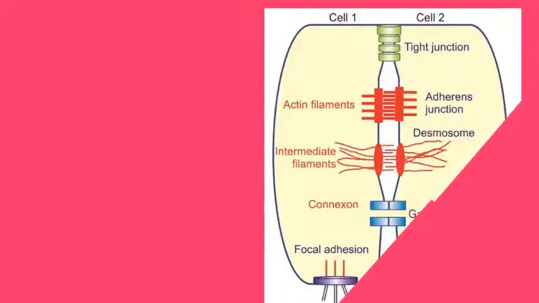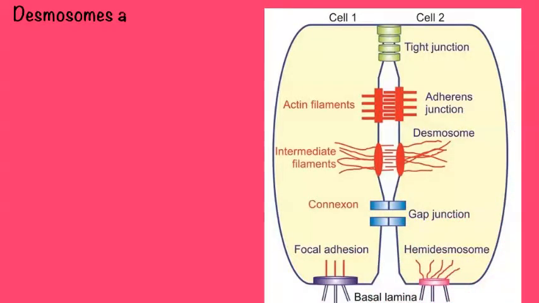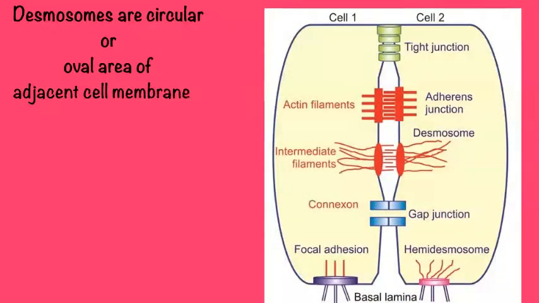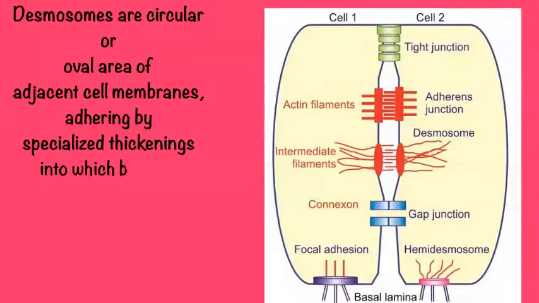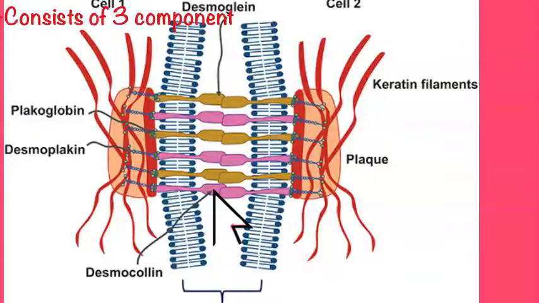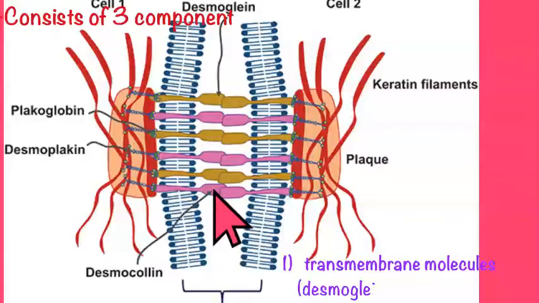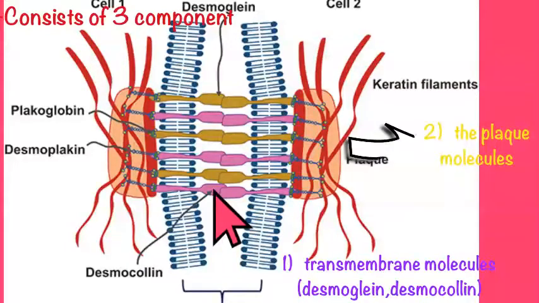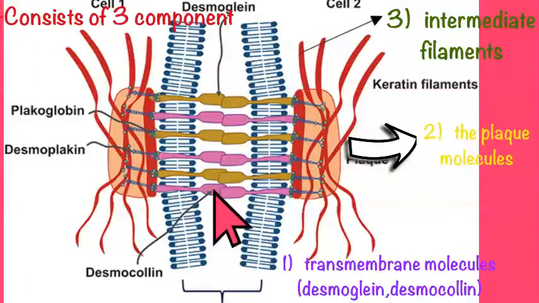Next we are discussing desmosomes. The attachment of epithelial cells to one another is by desmosomes. In this picture you can see a circle or oval area. This is the desmosome, and a bundle of tonofilaments is inserted into it. It consists of 3 components: 1, transmembrane molecules; 2, plaque; 3, intermediate filaments.